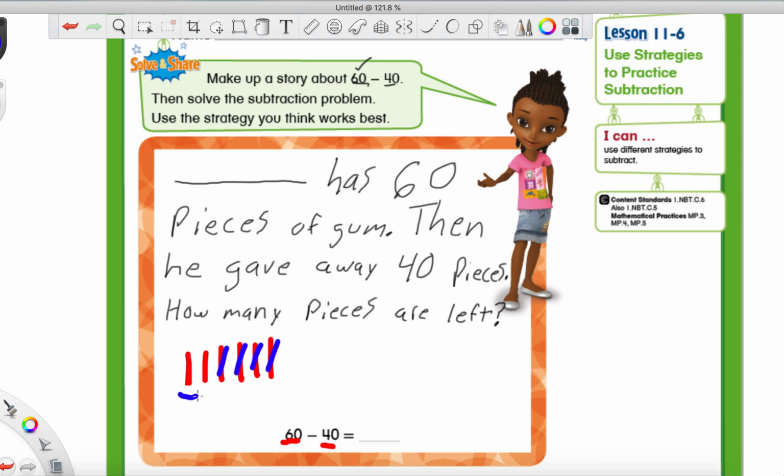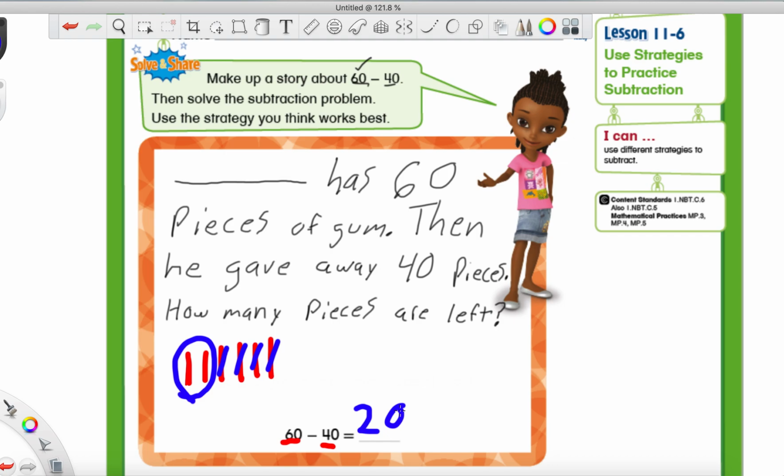How many do we have left? We have 2 tens. How much is 2 tens? Well, that is 20. See, not too scary, guys. You've been practicing this. And so just use what works for you.